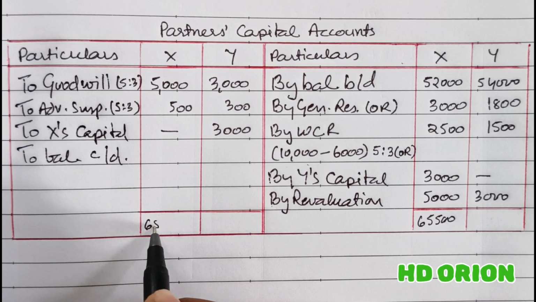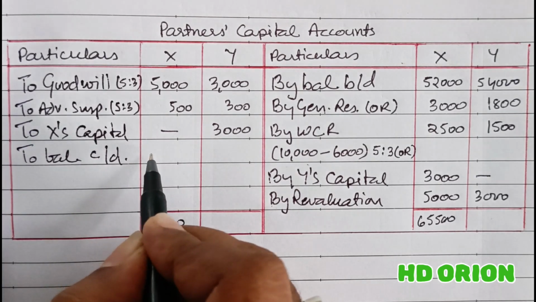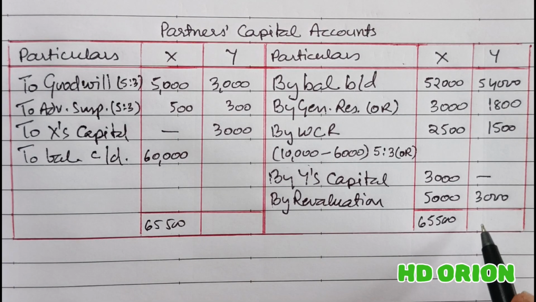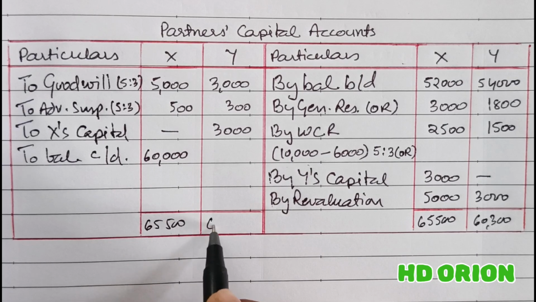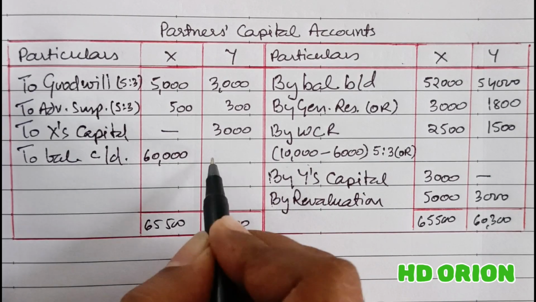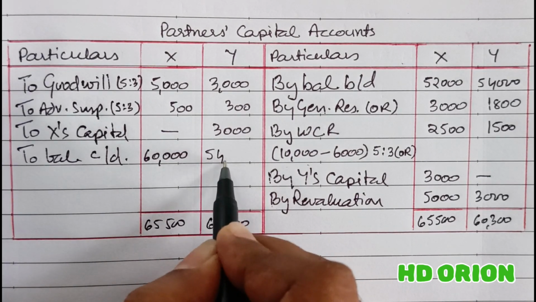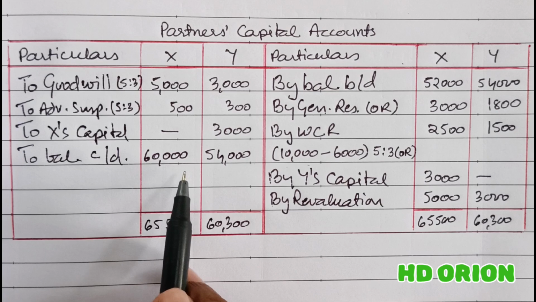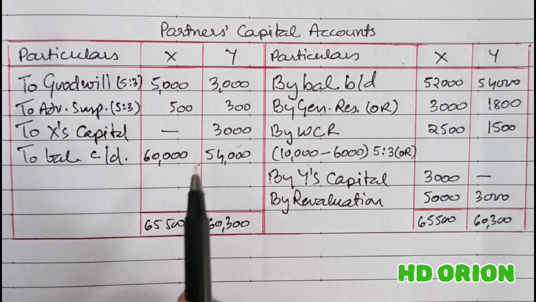To make it 65,500, we have to insert an amount of rupees 60,000, which is the balancing figure. And for Y, it is 60,300, and the balancing figure here is 54,000. So these are the balancing figures, or these are the capital account balances which will be shown in the new balance sheet, not this one.